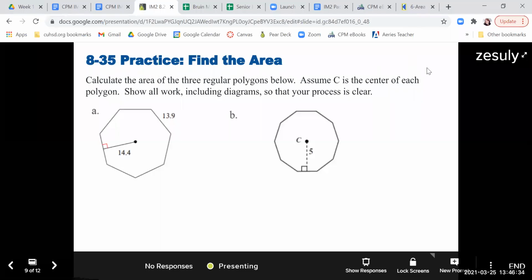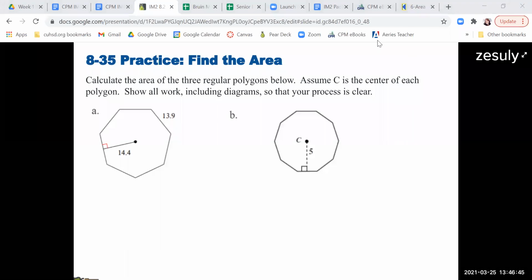All right, so for this question, we're going to find the area of these two polygons. So in part A, in both of these, we'll have to do this, but the first thing you want to do is be able to picture the triangles that we're working with here. We need to be able to picture those triangles.